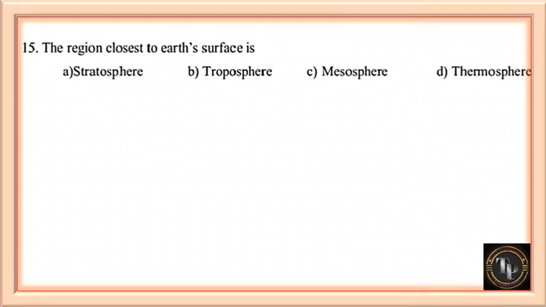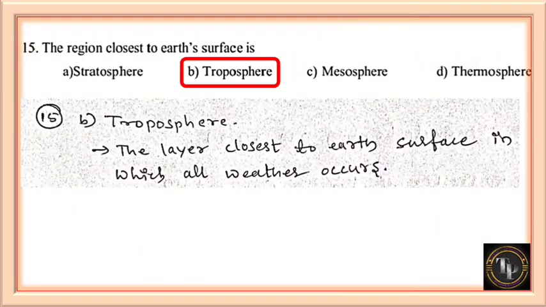The region closest to Earth's surface is troposphere. Remember, the troposphere is the layer closest to Earth's surface in which all weather occurs.